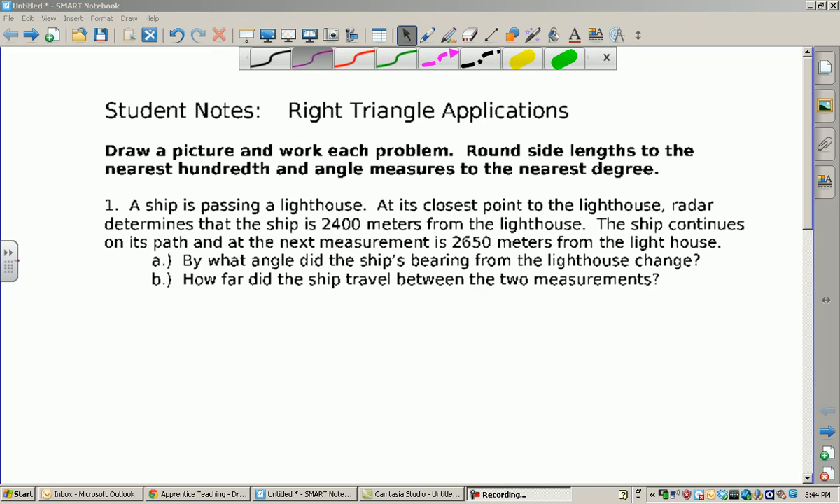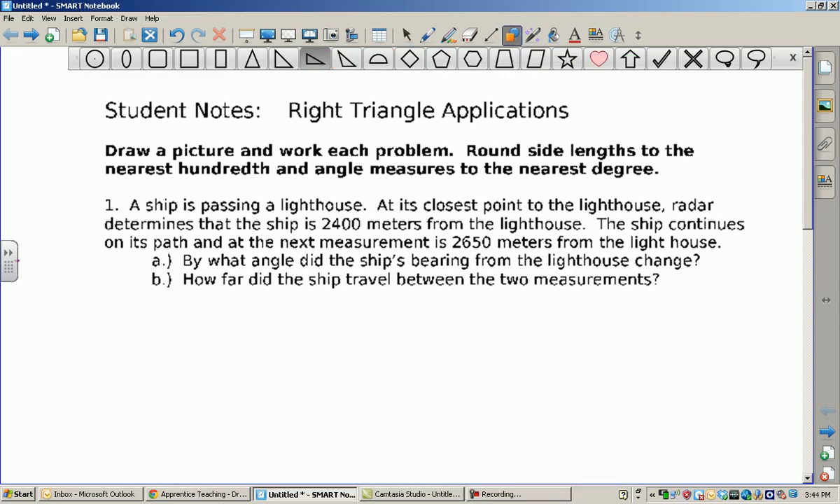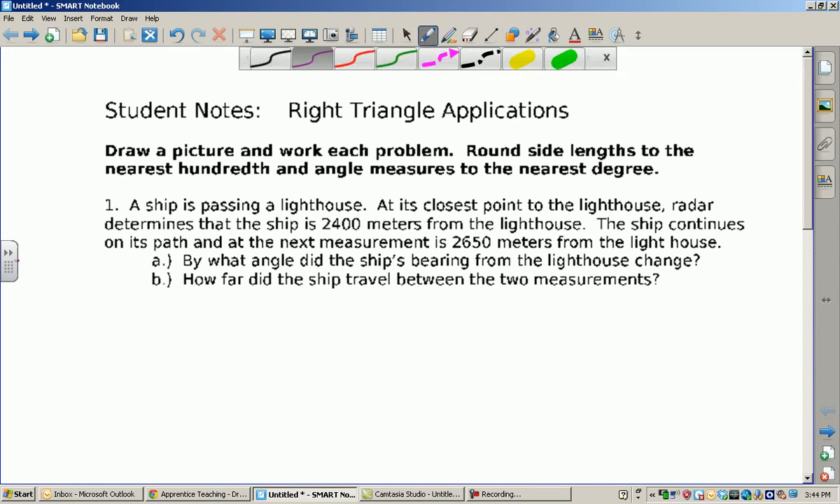Now, first thing we're going to do is read the problem. I'm not going to read it to you because you guys are in pre-AP pre-cal, and I assume you can read. So I'll give you a minute while I select my tools. Okay, well from this problem we see that we have a lighthouse and a ship. And actually I'm going to do this by hand. Well, I'm going to call this little speck right here my lighthouse.